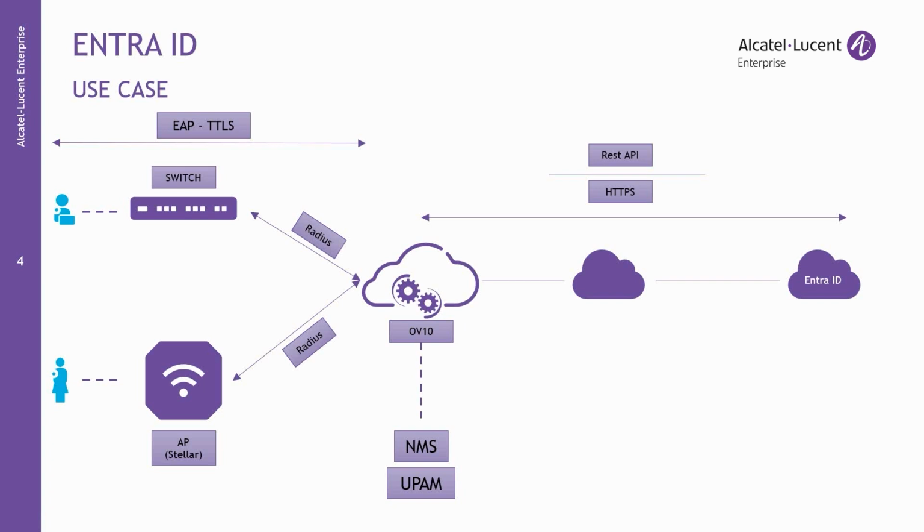UPAM then communicates with Azure Entra ID through Azure REST API over HTTPS. Entra ID handles the validation of the user's credentials and retrieves their identity. Finally, based on the verified identity, UPAM assigns an access role profile to the user. This profile defines the user's network access permissions. Once applied, the user is guaranteed access to the network according to the assigned policy.